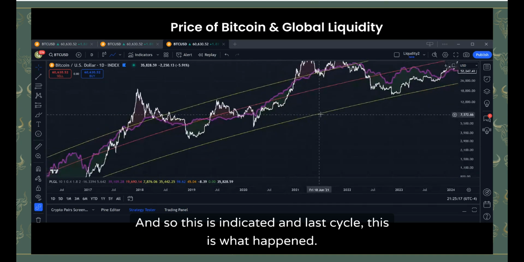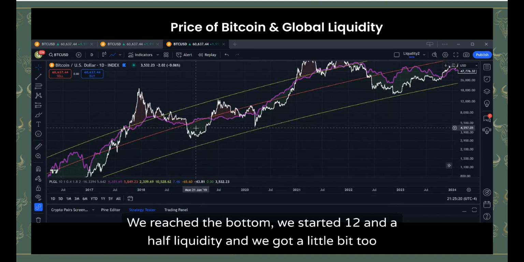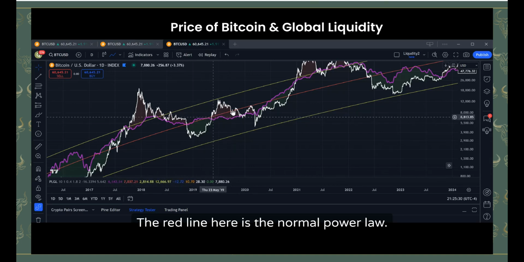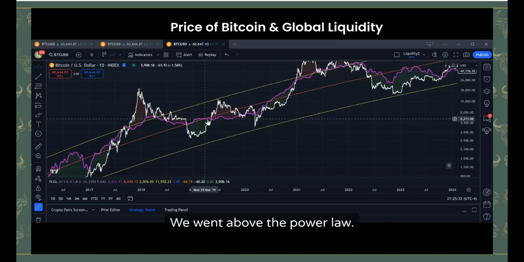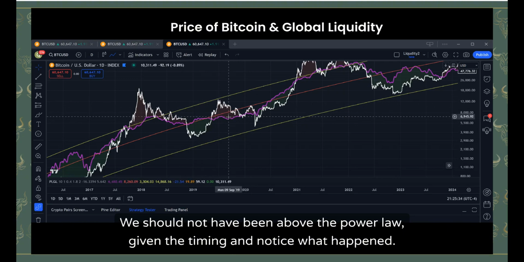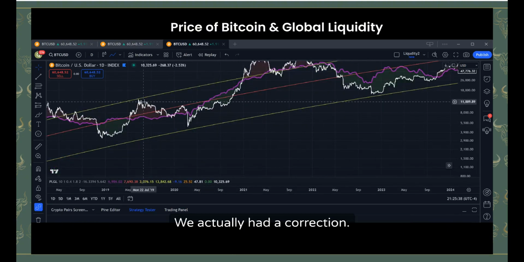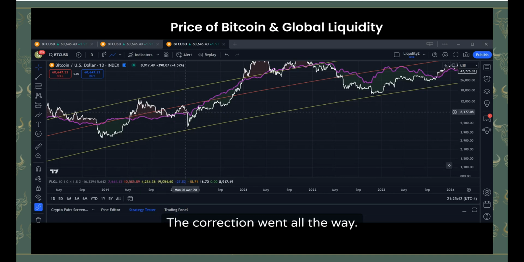And last cycle, this is what happened. We reached the bottom. We started to have enough liquidity. When we got a little bit too excited, I don't know, we can look up what happened at that time. The red line here is the normal power law. We went above the power law. We should not have been above the power law given the timing. And notice what happened. We actually had a correction. The correction went all the way.